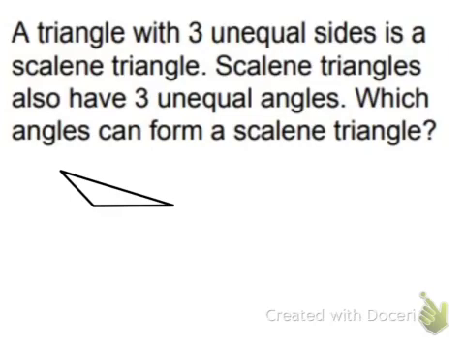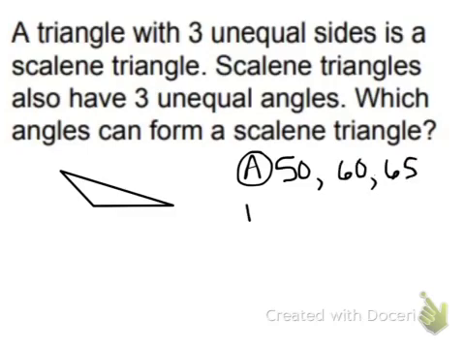Alright, and then for this one here, it says a triangle with 3 unequal sides is a scalene triangle, which hopefully by 7th grade middle school you know that a scalene triangle has 3 unequal sides, but a scalene triangle also has 3 unequal angles. So, which angles can form a scalene triangle? Well, our choices that you'll see are, let's get rid of that. Whoops. Alright, so our choices are A, which is 50, 60, and 65. Alright, our next choice is 50, 60, and 70, all degrees.